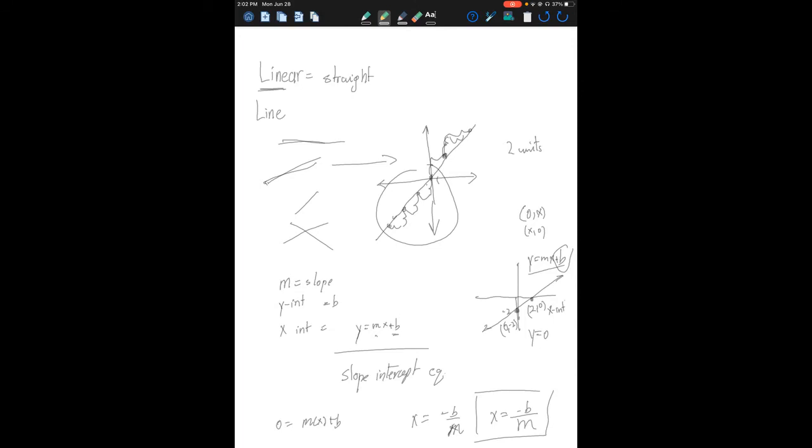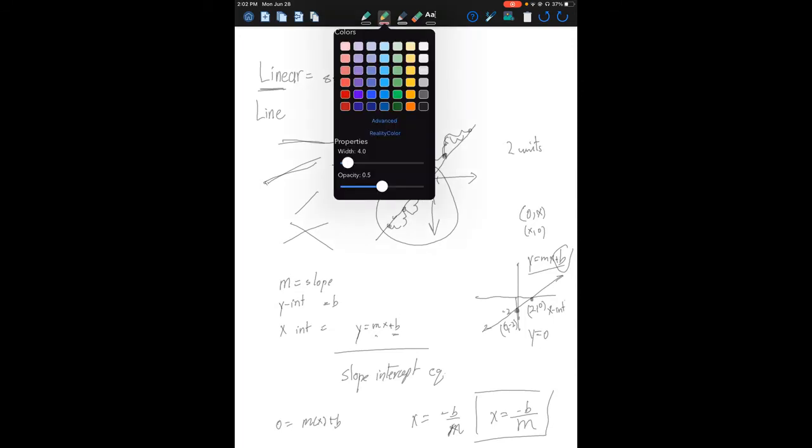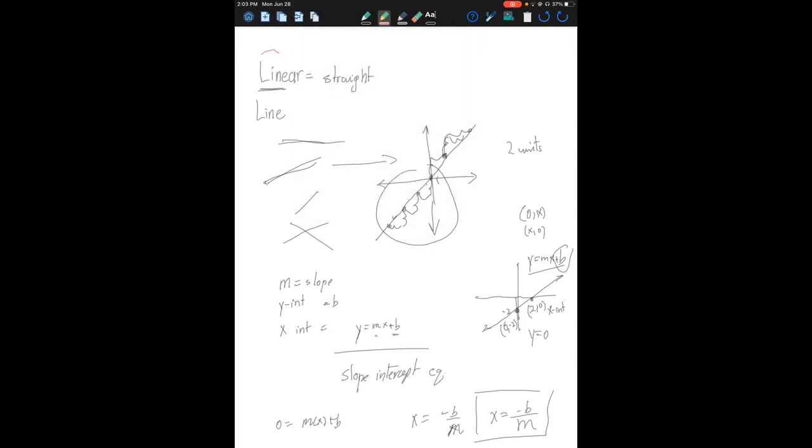But in this case we are dealing with only linear equations, so we are only going to talk about first degree, which is x to the power of 1. And in the next video, we're going to be talking about quadratics, which is second degree, x to the power of 2. Okay, so moving on.